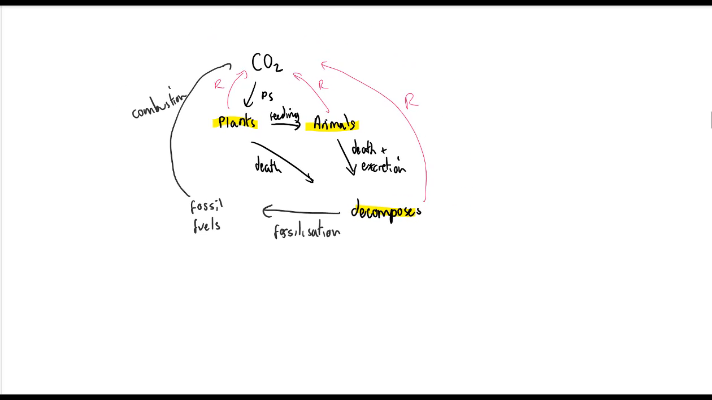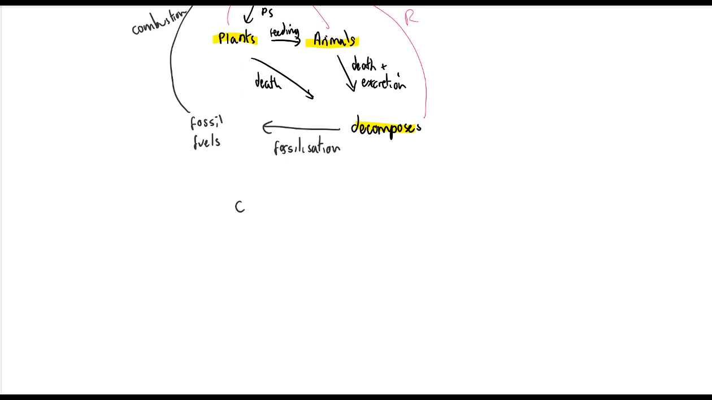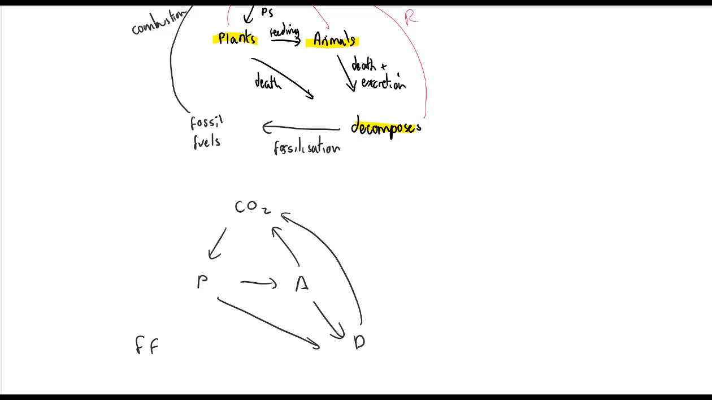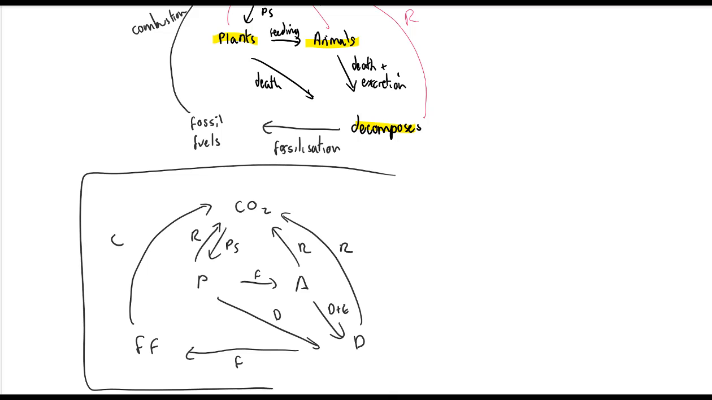So we can get that down even smaller, where we've got CO2, plants, animals, decomposers, fossil fuels. We've got the arrows joining them up. We've got respiration here, photosynthesis, feeding, respiration, respiration, death and excretion, death, fossilization, combustion. Now, that took about 30 seconds. It will seriously help you out. So practice drawing it again and again until you can get it down to that sort of speed.